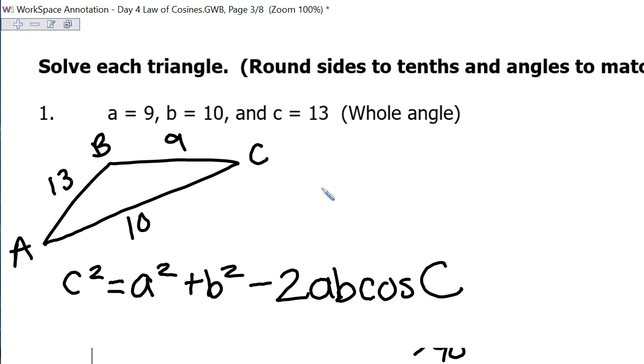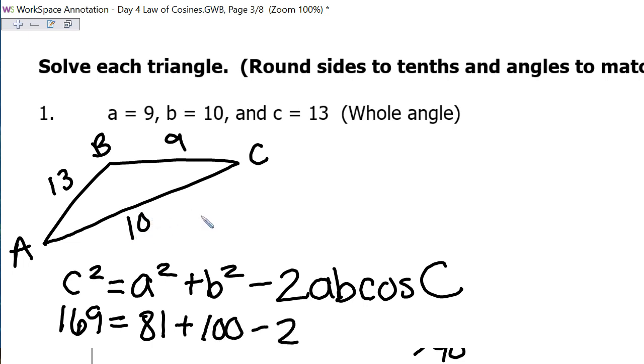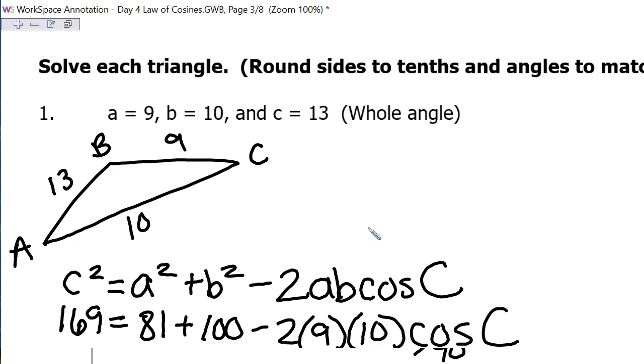Now fill in what we know. What do we put for side C? 13. What's 13 squared? 169. So 169 equals, what is A? 9. What is 9 squared? 81. Plus, what is B? 10. So 10 squared would be 100, minus 2 times A is 9 times B is 10, and then we'll have cosine of angle C.